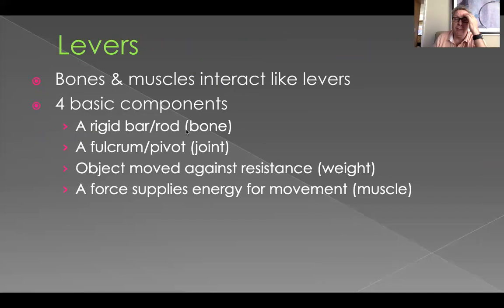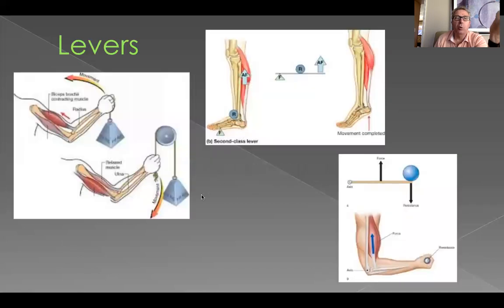So, if you did take physics, you have a rigid bar, which would be your bone. The fulcrum or pivot point would be the joint. The weight would be the object that moves against the resistance, and the force that supplies energy for movement would be the muscle. So those are the basic body parts when we're talking about lifting a weight.